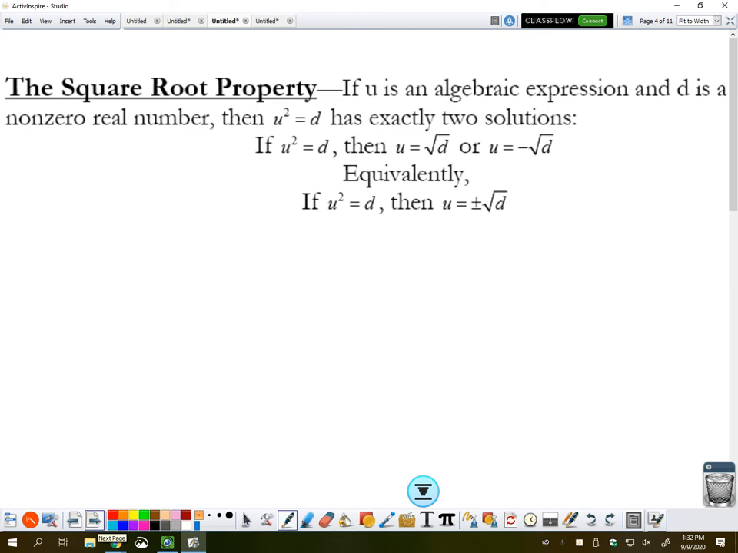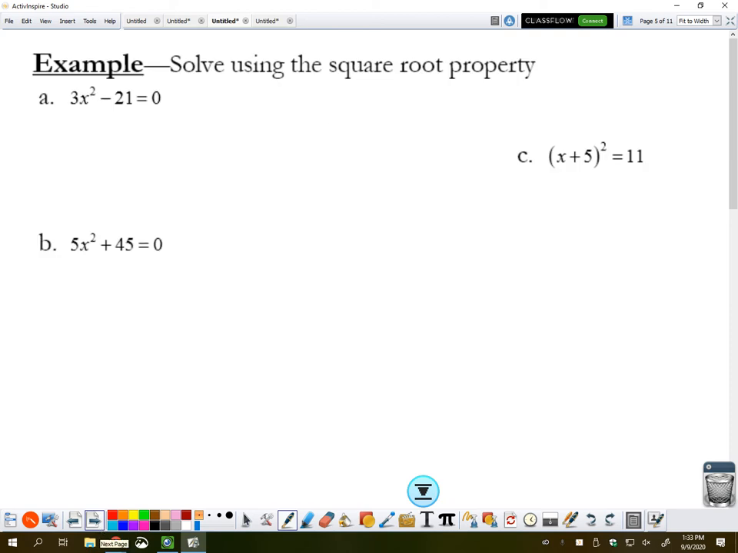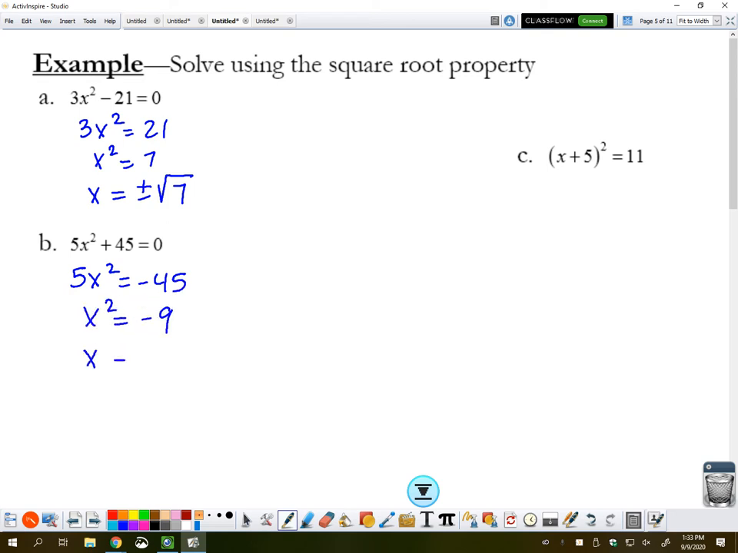Alright, the square root property is only going to work if you have just a squared term. So the way that it works is you get the squared term by itself. Take the square root of both sides. Remember to put a plus or minus, and you're done. So for B, we're going to subtract 45. Divide by 5. Take the square root of both sides. You get plus or minus. The square root of 9 is 3, but it was negative, so you need an i.